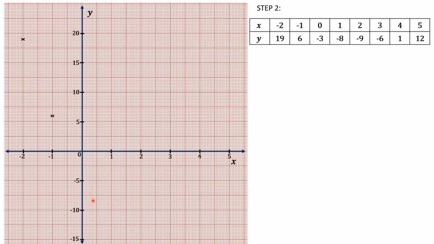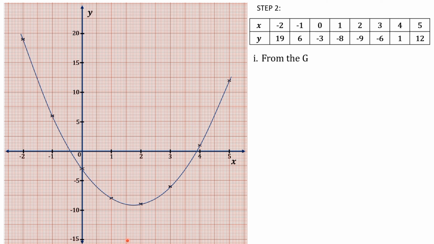Then let's plot the remaining points: 0 to -3, 1 to -8, then 2 to -9, 3 to -6. You can see how the points are emerging. 4 to 1, and lastly but not the least, 5 to 12. So let's join the lines. Remember, you're joining this line with either your French curve or the flexible curve ruler or your local broomstick.